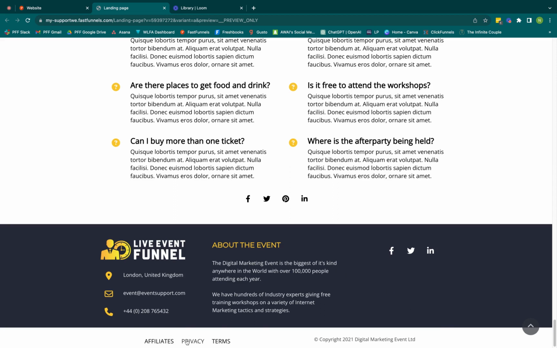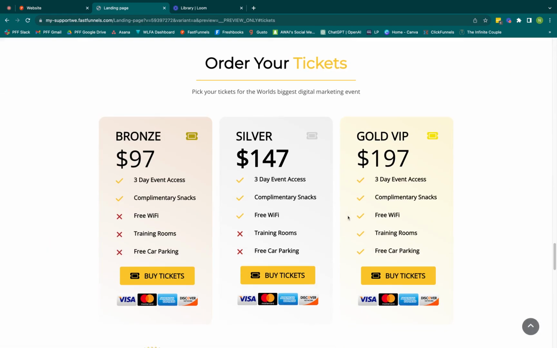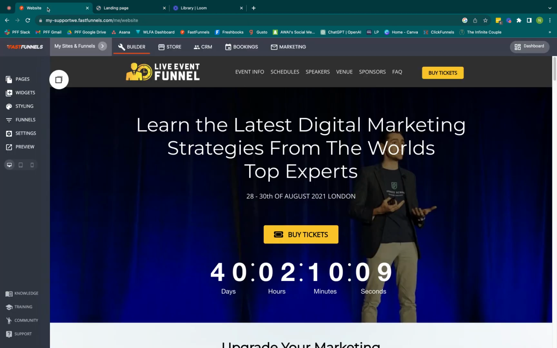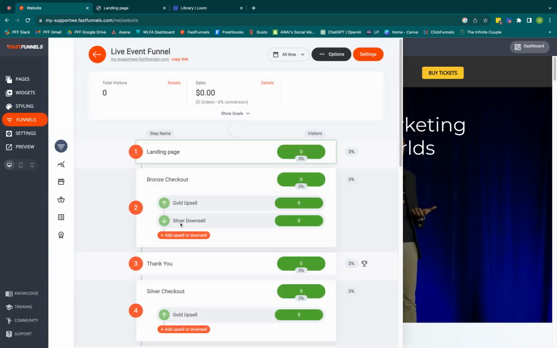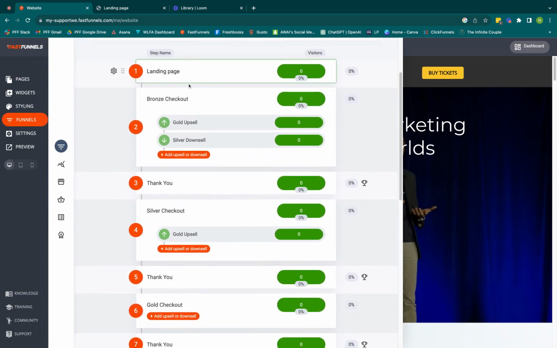And then, of course, here at the bottom, you want to make sure that you have your privacy terms and conditions. If you've got a refund policy, you want all of those listed here at the bottom. So this is what your landing page should look like. Okay. Now let's look at some of the things on the back end. If we go back here to the funnel, here's what you're looking at.